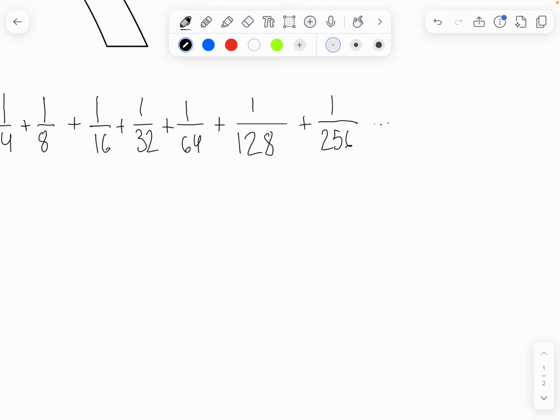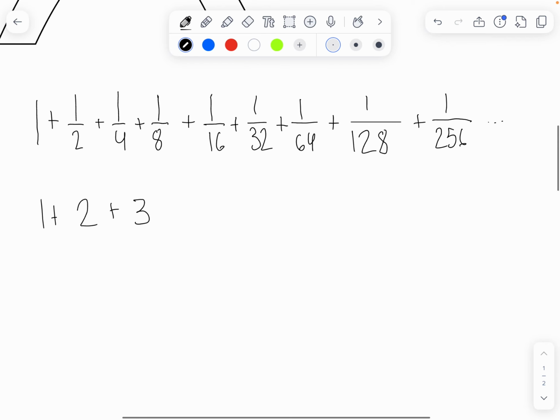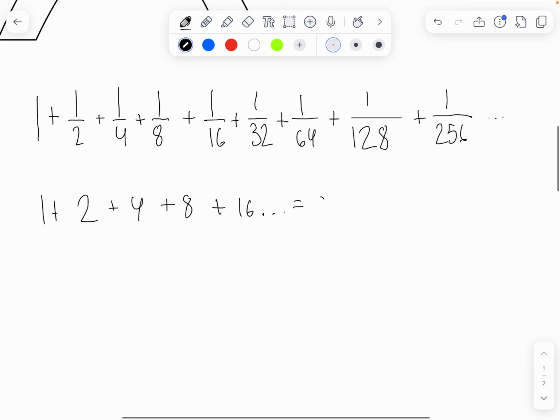Okay? So if we infinitely add these numbers, it wouldn't equal infinity. I think it's very obvious. Like, if we add up whole numbers like 1 plus 2 plus 3, or we're talking about geometric sequences, so 1 plus 2 plus 4 plus 8 plus 16, and double these numbers, it would equal infinity, right? But this gets smaller and smaller, so it wouldn't reach infinity. It would reach a number, and that's the number we would call the limit.